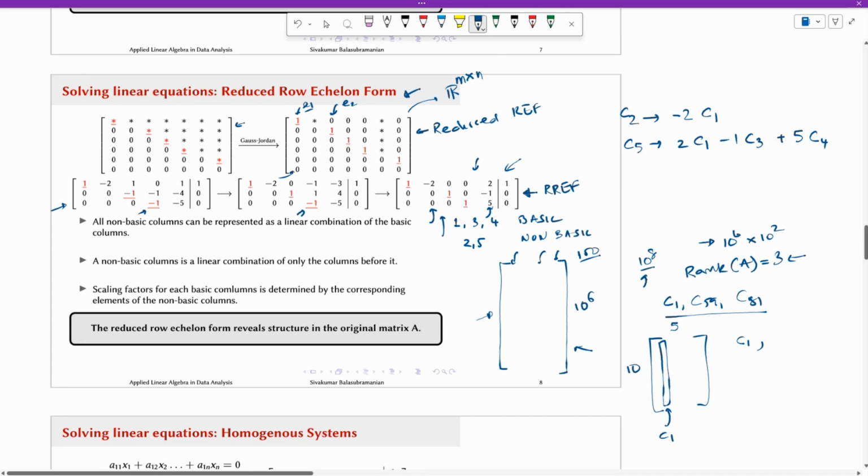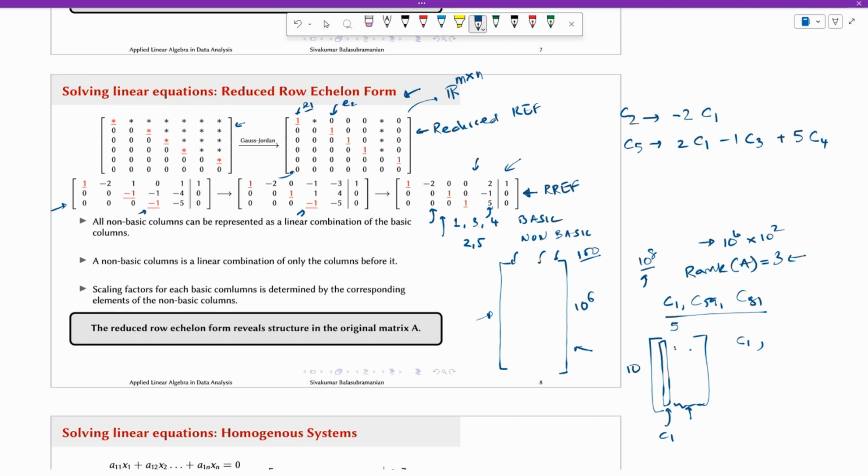But it's more specific. It's not just a linear combination. It's only a linear combination of all the basic columns that occurred before it. If that is the case, right here, each of the 4 non-basic columns is only a linear combination of that first column. Because there is only one column, for each of these columns, I only have to store one number.